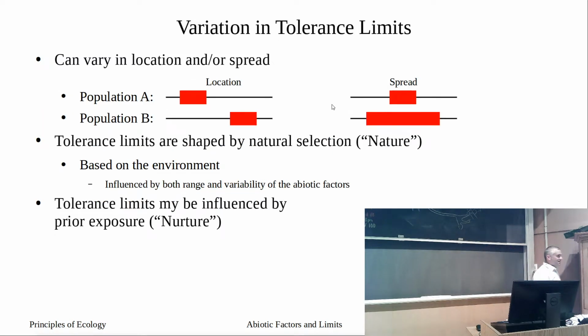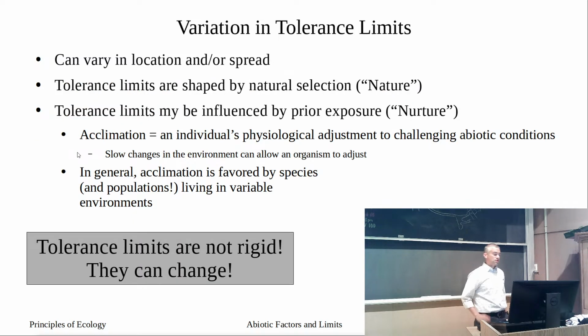But it's not all about natural selection, because sometimes these limits will be shaped by prior exposure. So what were the conditions that the organism was developing and growing up in? That condition, the environmental effect, could also shape our tolerance levels. Acclimation is one such example. Acclimation is defined as an individual's physiological adjustment to challenging abiotic conditions. So the individual is able to adjust.